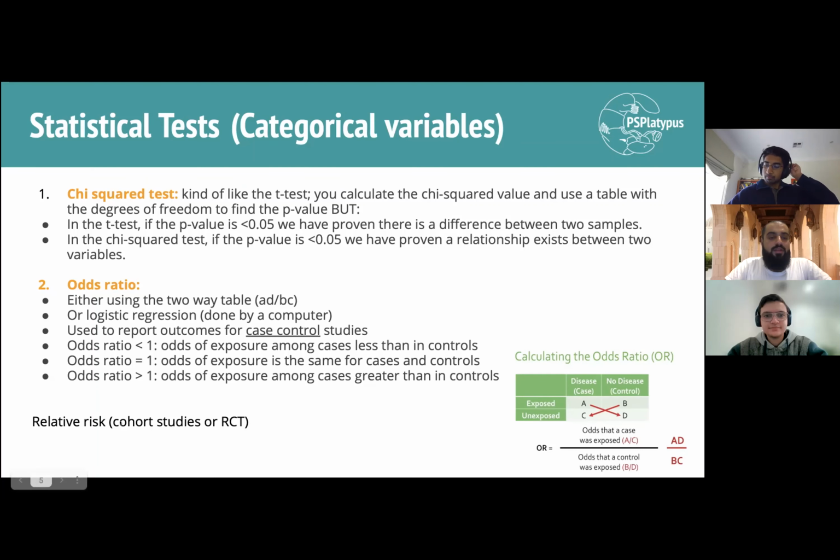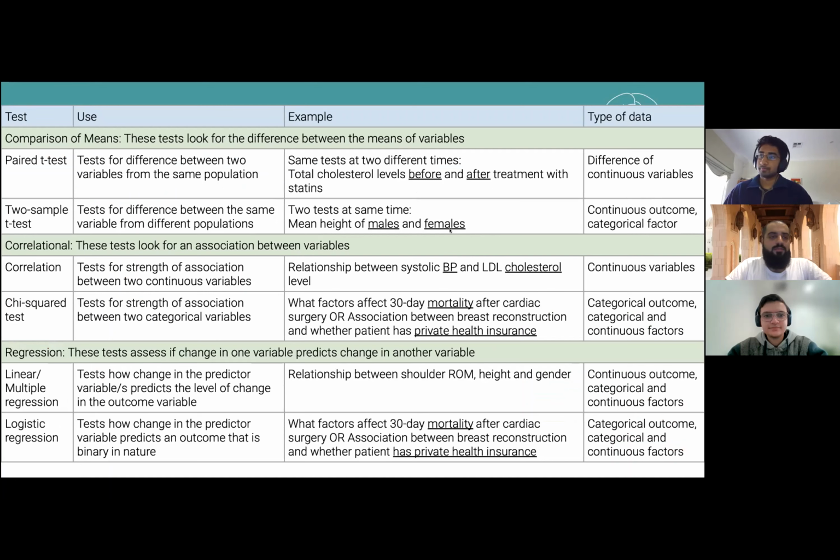We might also have relative risk. We need to calculate relative risk, but we use this usually for cohort studies or randomized control trials. And finally, we have this table that summarizes all these tests that we use to test our hypothesis. And thanks to PSPingo, I took this table from the slides. So yeah, that's it. Thank you so much.